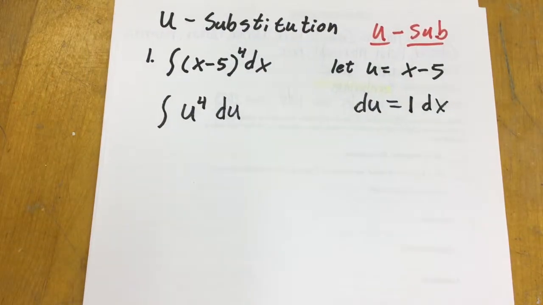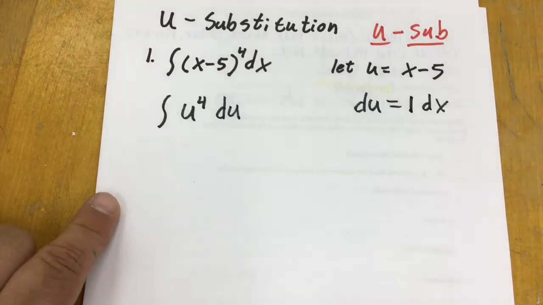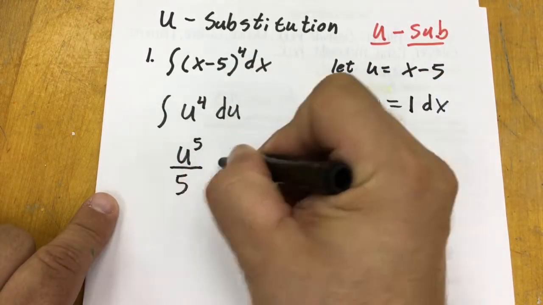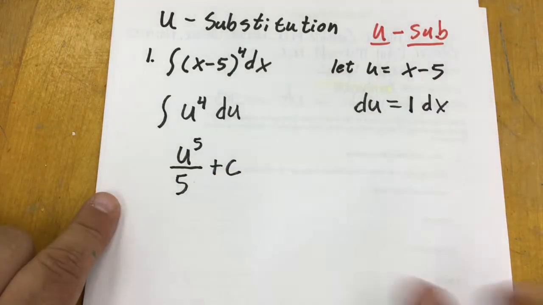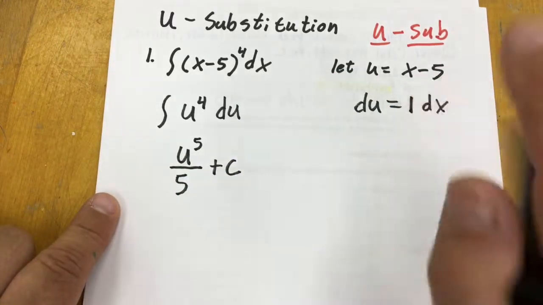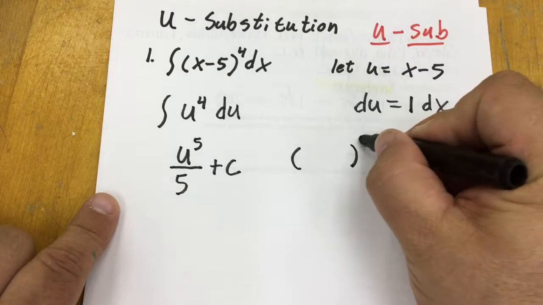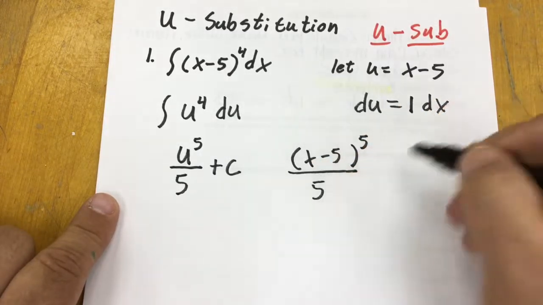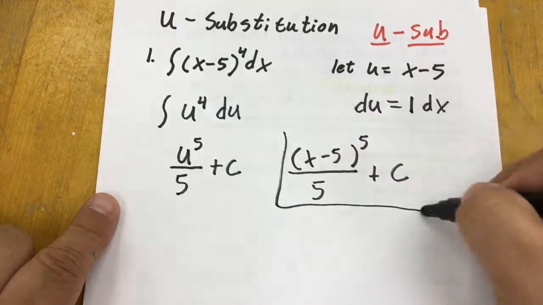Now, I'm just going to find the antiderivative of u to the 4th, and that's going to give me u to the 5th divided by 5 plus c. But what does u equal? We noticed that u equals x minus 5. So I substitute that back in to give me (x minus 5) to the 5th over 5 plus c. And there's my first u sub.